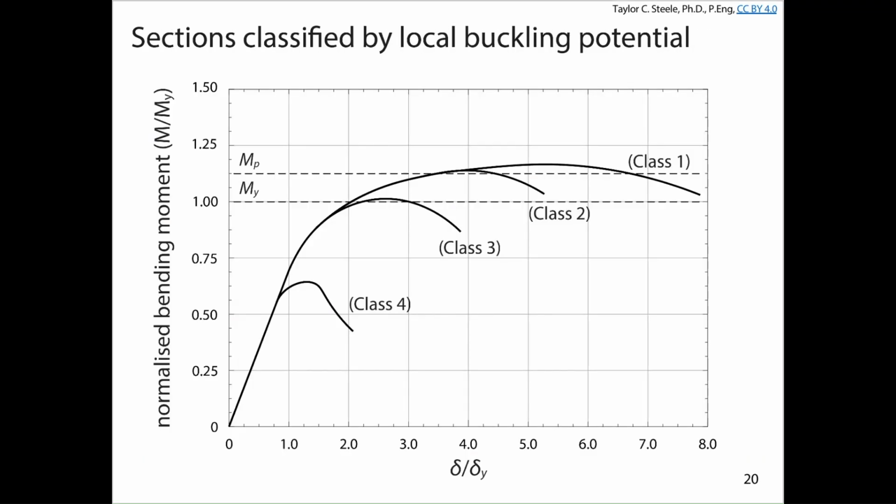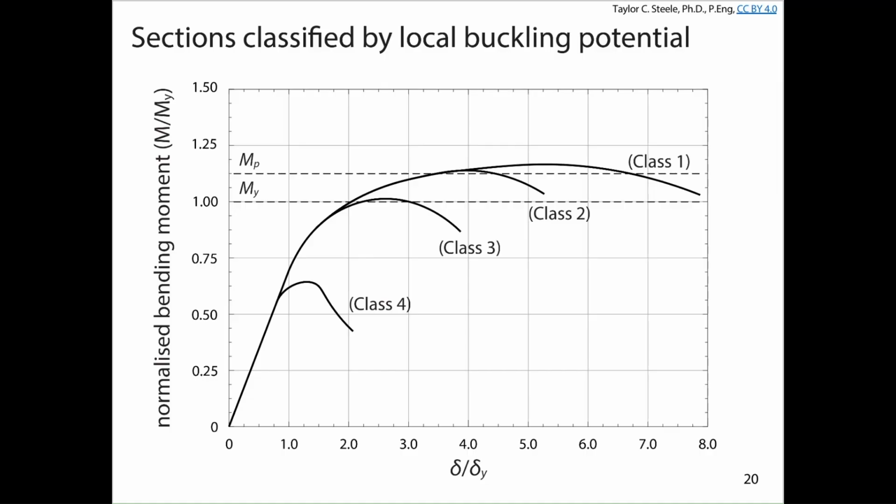Class 1 and 2 sections do not experience local buckling before they get to the yield strength, and so class 1 and 2 can achieve the plastic moment resistance. The only difference between class 1 and 2 is that a class 1 beam can sustain that resistance for large plastic deformations. A class 2 beam will get to Mp, and then it will start to experience local buckling, and we won't be able to sustain that plastic moment resistance.